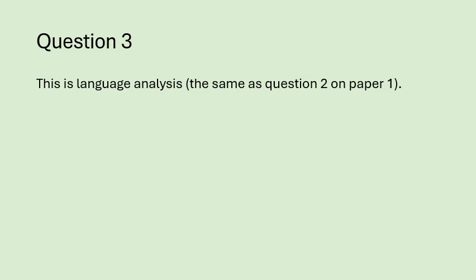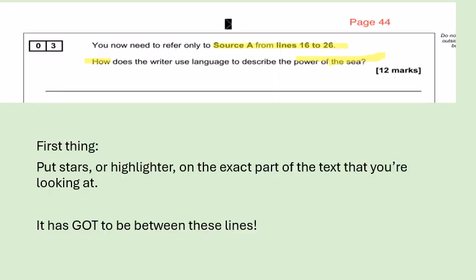Okay, question 3 then is language analysis, that's the same as on question 2 on paper 1. There we go, there's your question. So you now all need to refer to source A from lines 16 to 26. How does the writer use language to describe the power of the sea? So when I see the word how, I know I've got to have methods, and I know I've got to have analysis. And look, I've highlighted the lines.